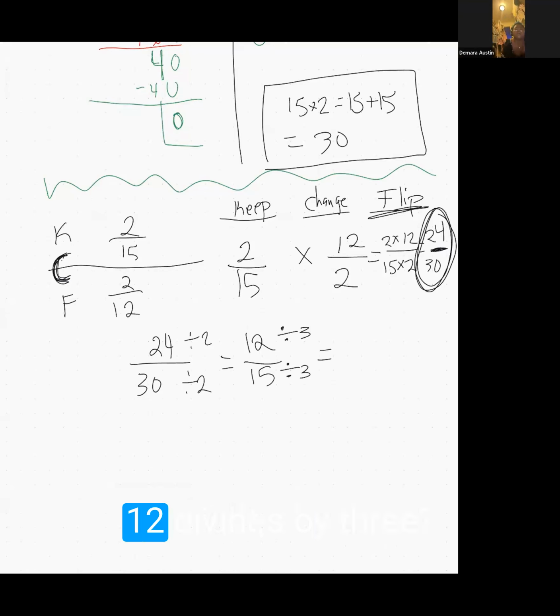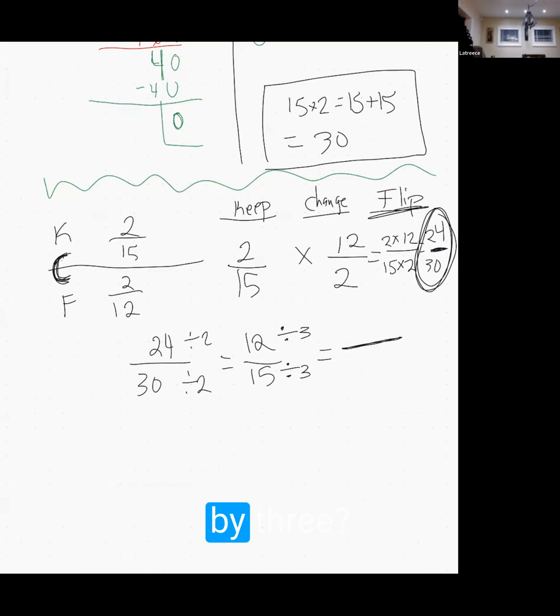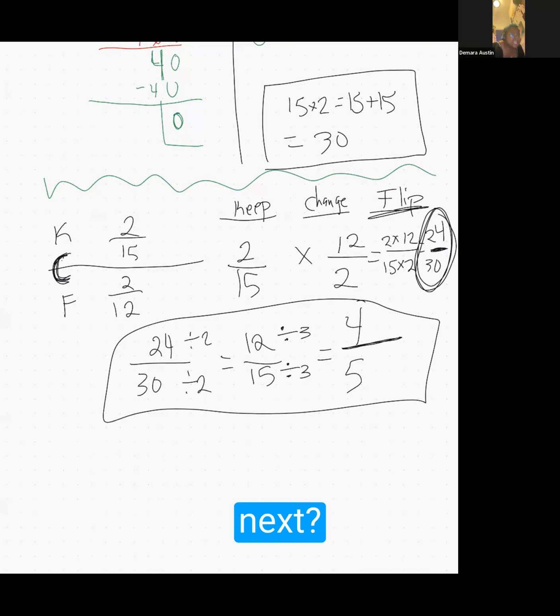All right. So what's 12 divided by 3? 4. Perfect. What's 15 divided by 3? 5. So the answer is 4 over 5. What's next?